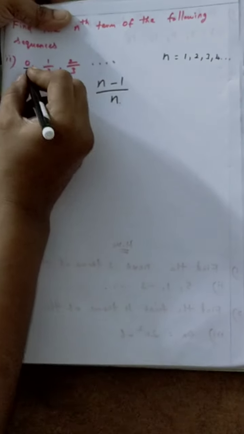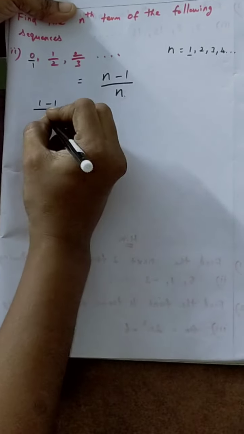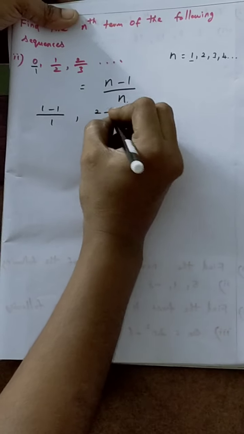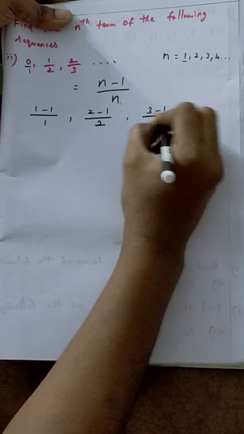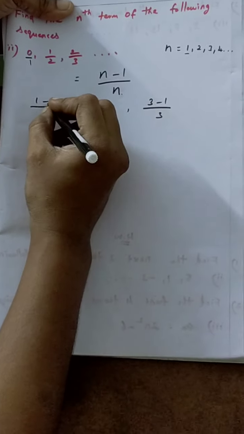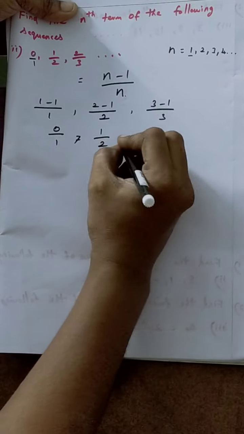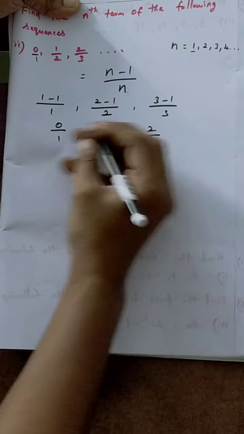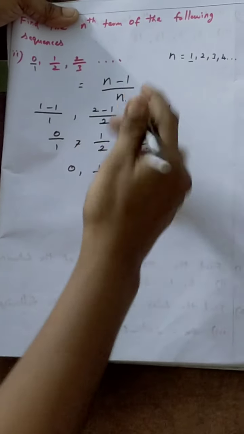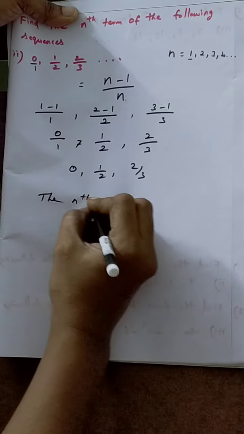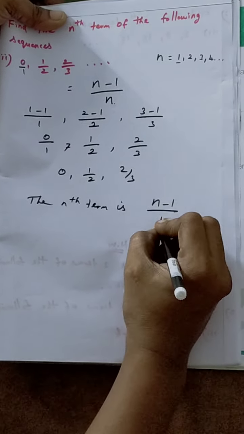Okay, check the answer. First term is n minus 1. What is the first term? 1 minus 1 divided by 1. Next one is 2 minus 1 divided by n equal to 2. Next one is 3 minus 1 divided by n equal to 3. Check the answer. 1 minus 1 is 0 by 1, 1 by 2, 3 minus 1 is 2 by 3. So the answer is 0, 1 by 2, 2 by 3. So what is the nth term? The nth term is n minus 1 divided by n.